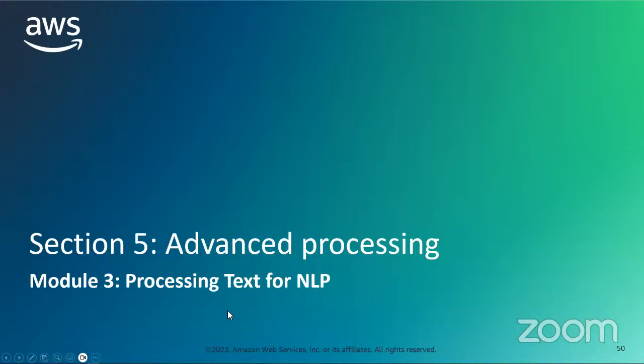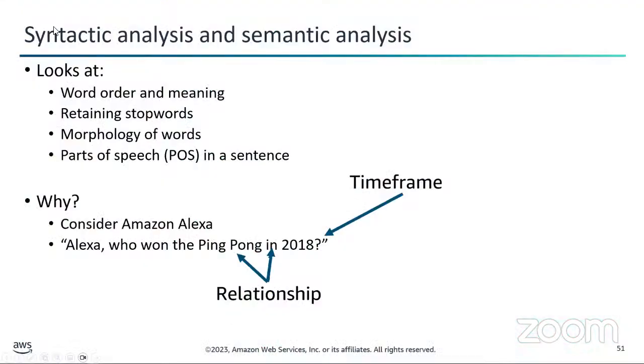Human languages are much more complex. So we need to do some syntactical analysis and semantic analysis. Syntactic means related to the syntax of the language, and semantic is basically more context oriented. So these analyses look at the word order, their meaning in the context, the retaining stop words, morphology of the words, parts of speech in a sentence.